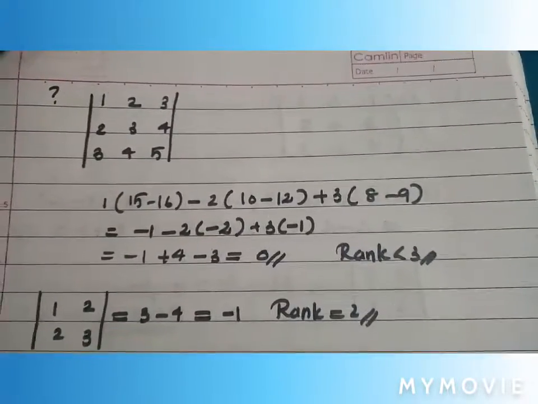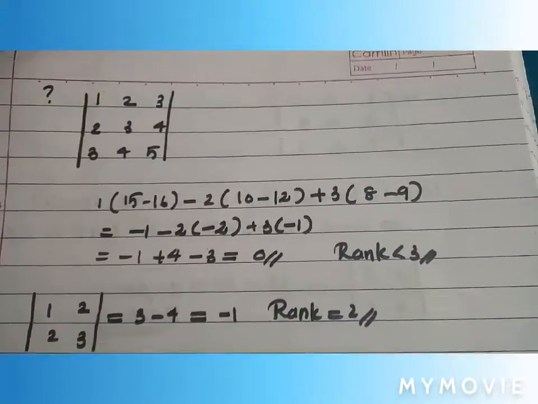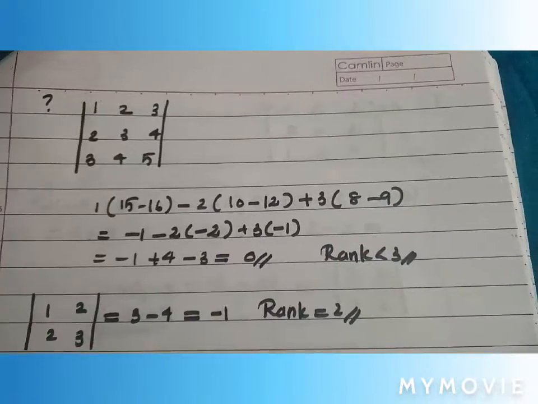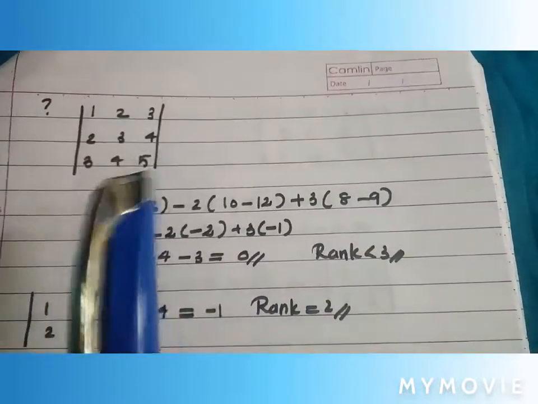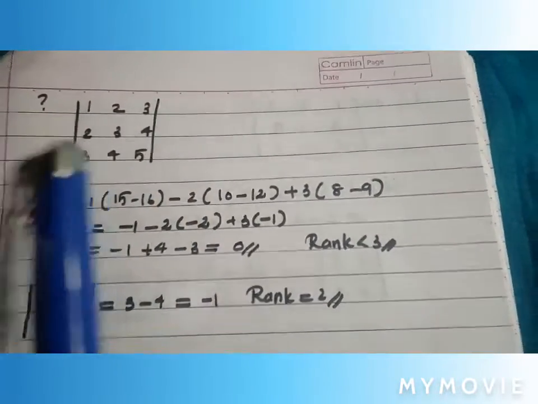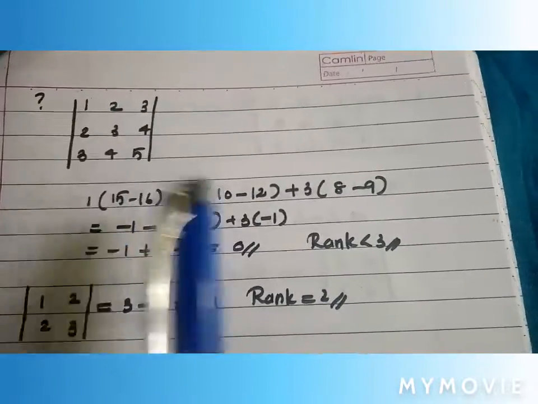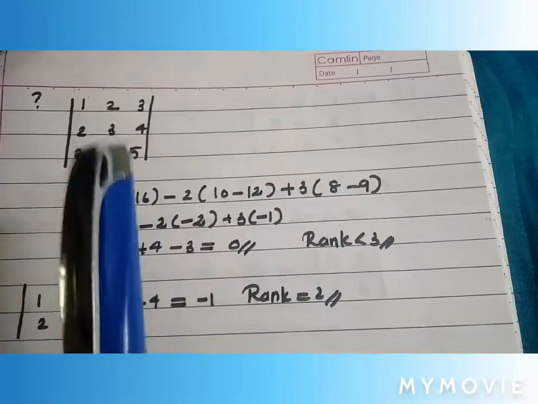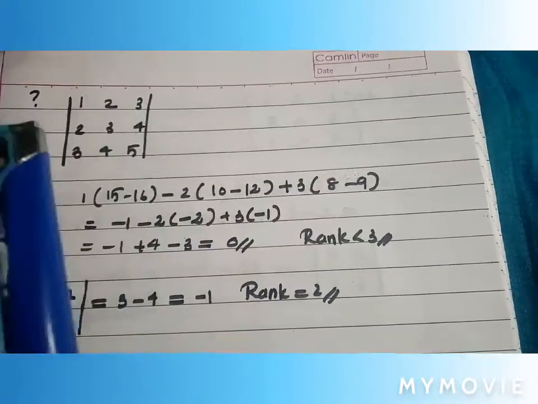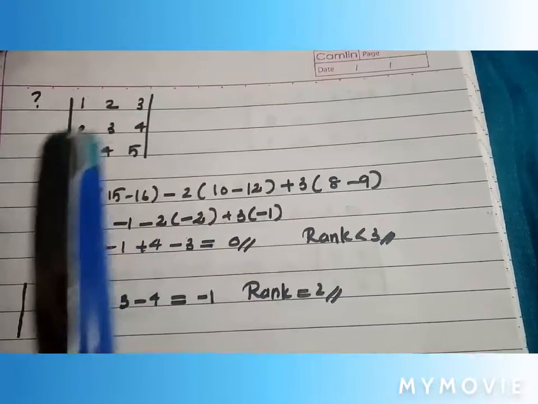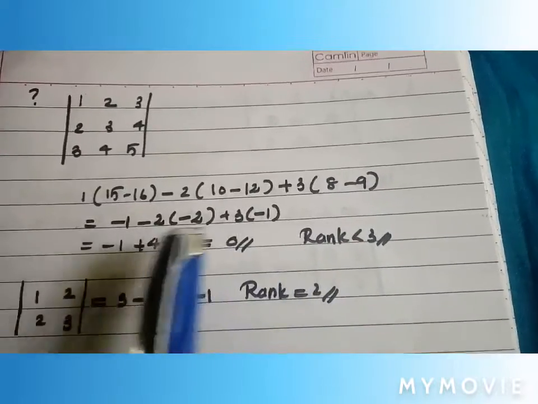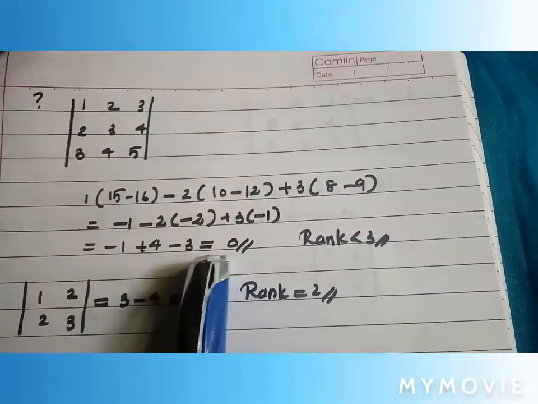Here we are considering another square matrix: 1 2 3, 2 3 4, 3 4 5. So we just find the determinant: 1 into (3 into 5 minus 4 into 4), minus 2 into (2 into 5 minus 3 into 4), plus 3 into (2 into 4 minus 3 into 3). From that we get that the determinant is equal to 0.